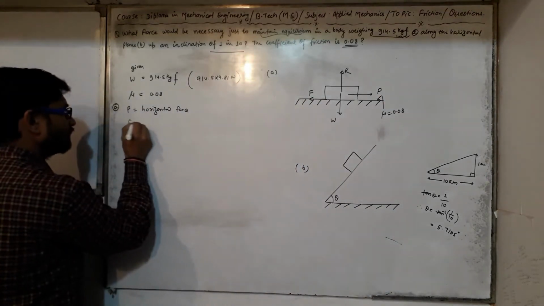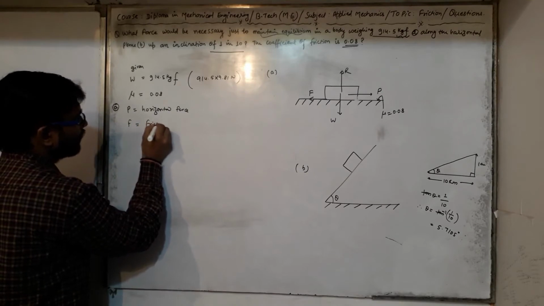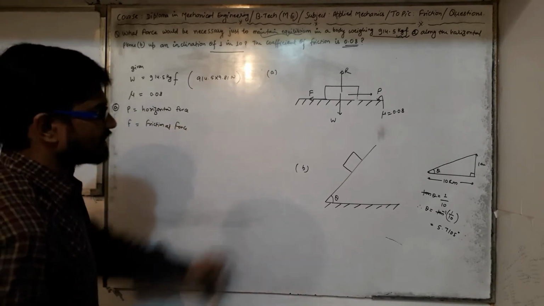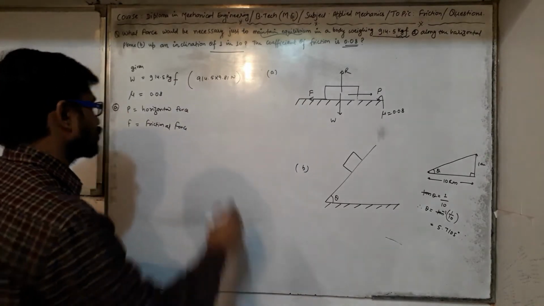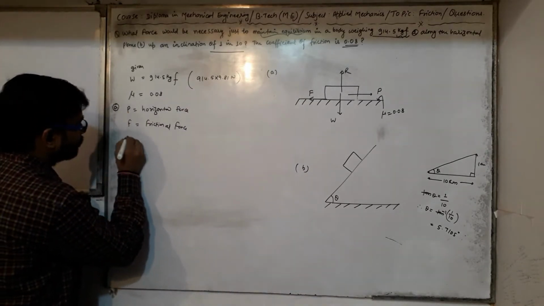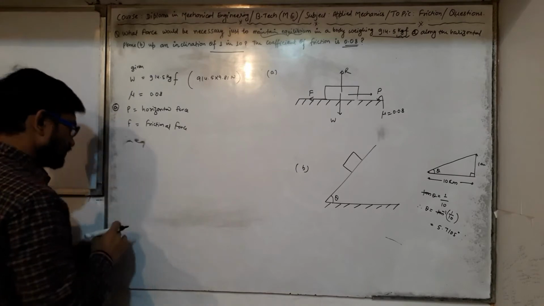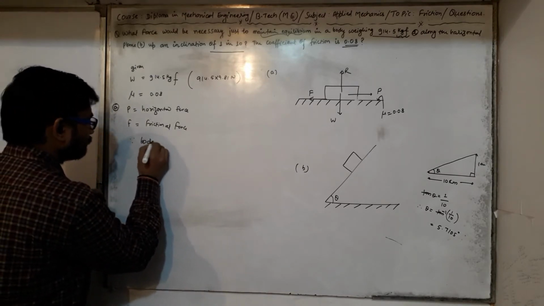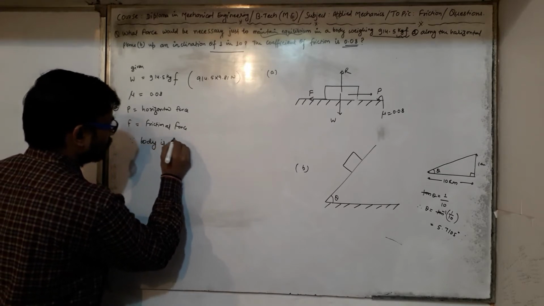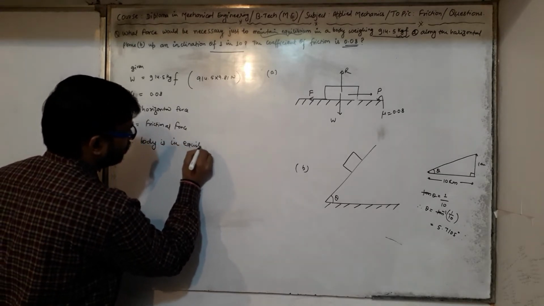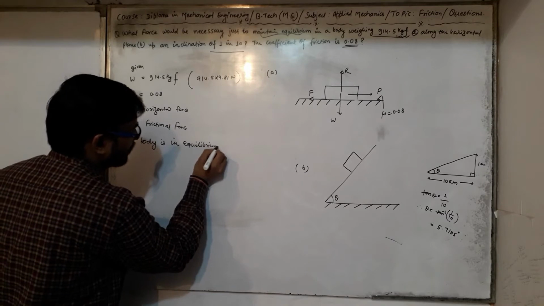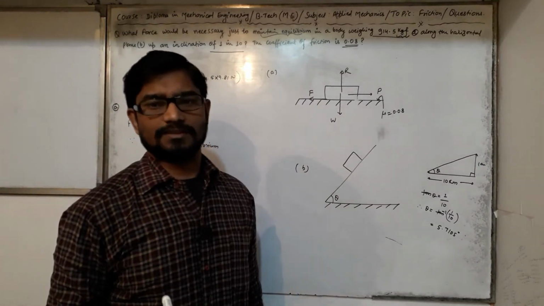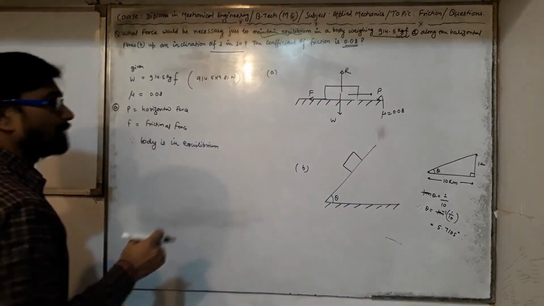So F is the frictional force. Now the body is in equilibrium position. Since the body is in equilibrium, therefore the summation of all forces acting on the body must be balanced.